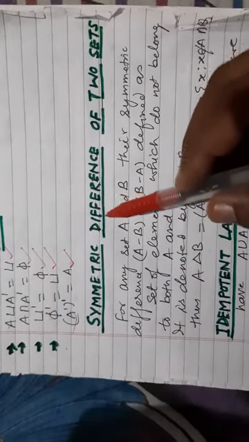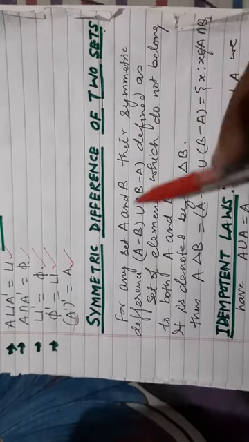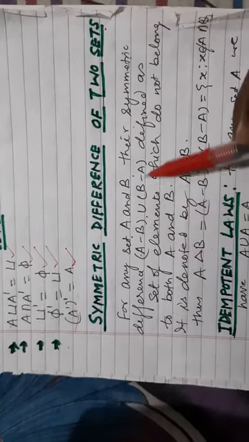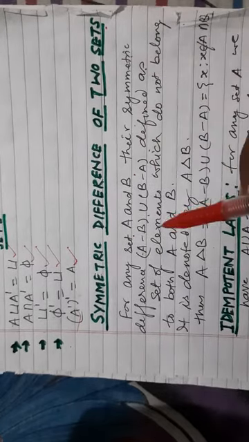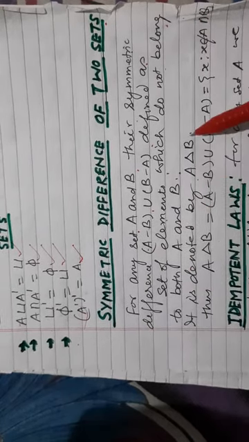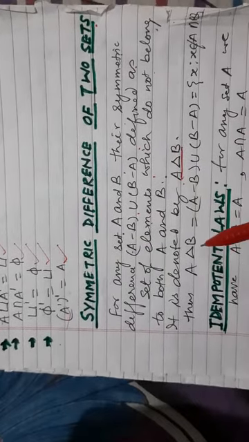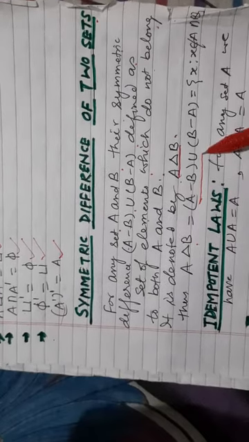Next point is symmetric difference of two sets. For any sets A and B, their symmetric difference, A minus B union B minus A, is defined as the set of elements which do not belong to both A and B. It is denoted by A delta B. Thus A delta B is equal to A minus B union B minus A, which is equal to {x such that x is not an element of A intersection B}. So this is the symmetric difference of the two sets.